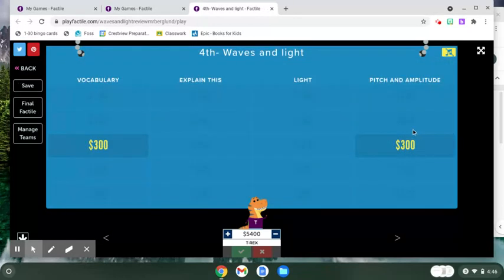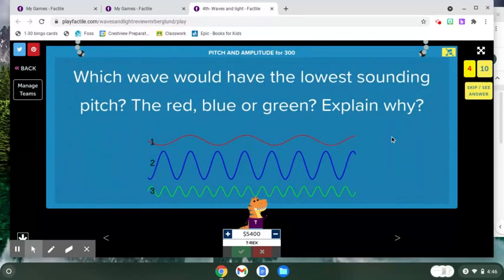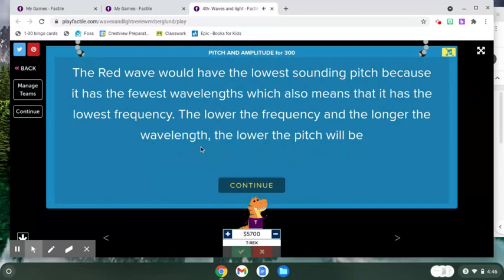Let's do pitch and amplitude for 300. Which wave would have the lowest sounding pitch? The red, blue, or green? Explain why. The red wave would have the lowest sounding pitch because it has the fewest wavelengths, which also means that it has the lowest frequency. The lower the frequency and the longer the wavelength, the lower the pitch will be.